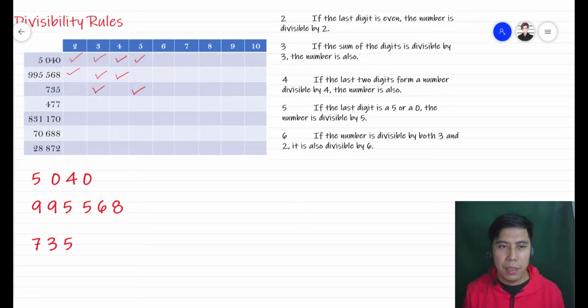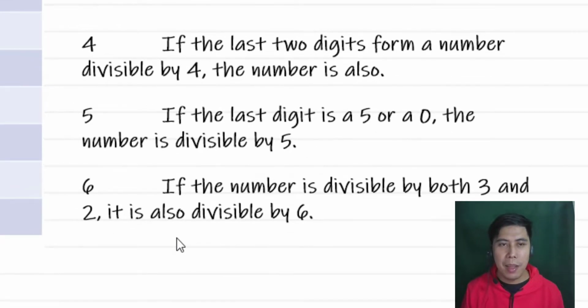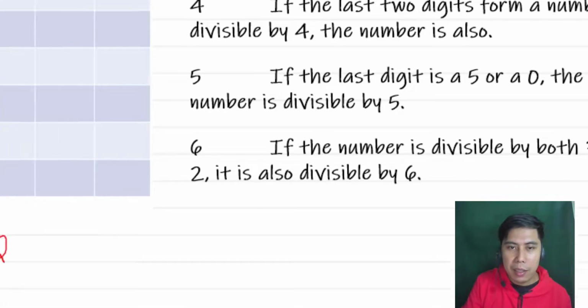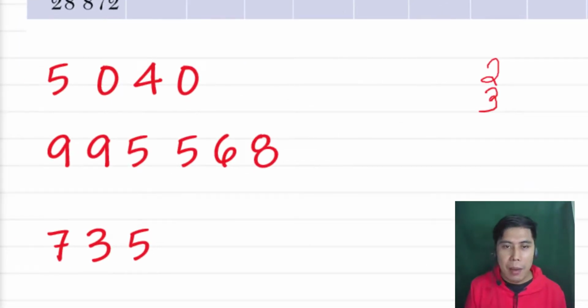What is the divisibility rule for number 6? The rule says that if a number is divisible by both 3 and 2, it is also divisible by 6. What does it mean? We have to satisfy the two conditions. The number should be divisible by both 2 and 3. A number should be even, and the sum of the digits of the number must be divisible by 3.